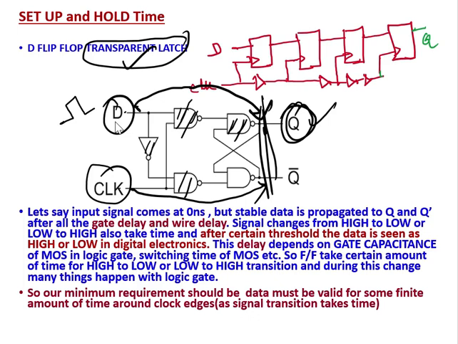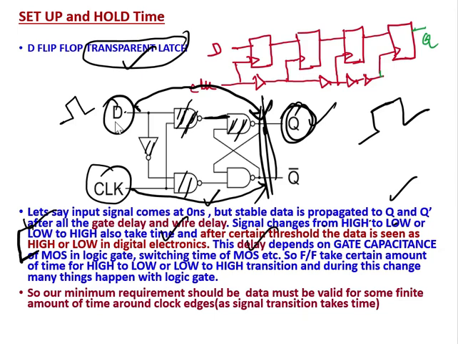So let's say the input signal comes at 0 nanosecond. But stable data is propagated to Q and Q bar only after all the gate delay, and even the wire delay. Signal changes from high to low, or low to high. This is also going to take time, right? Signal transition. This line I will explain. I have one whole slide to explain this theory part.